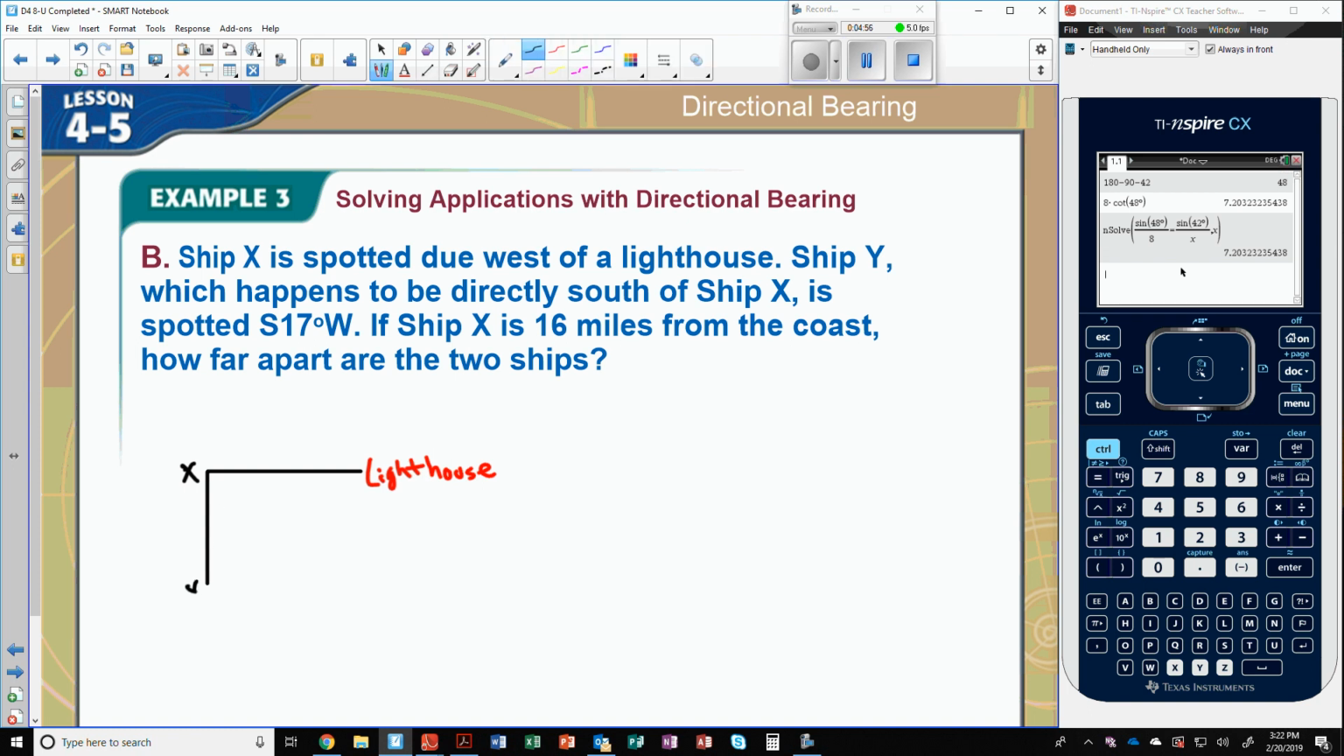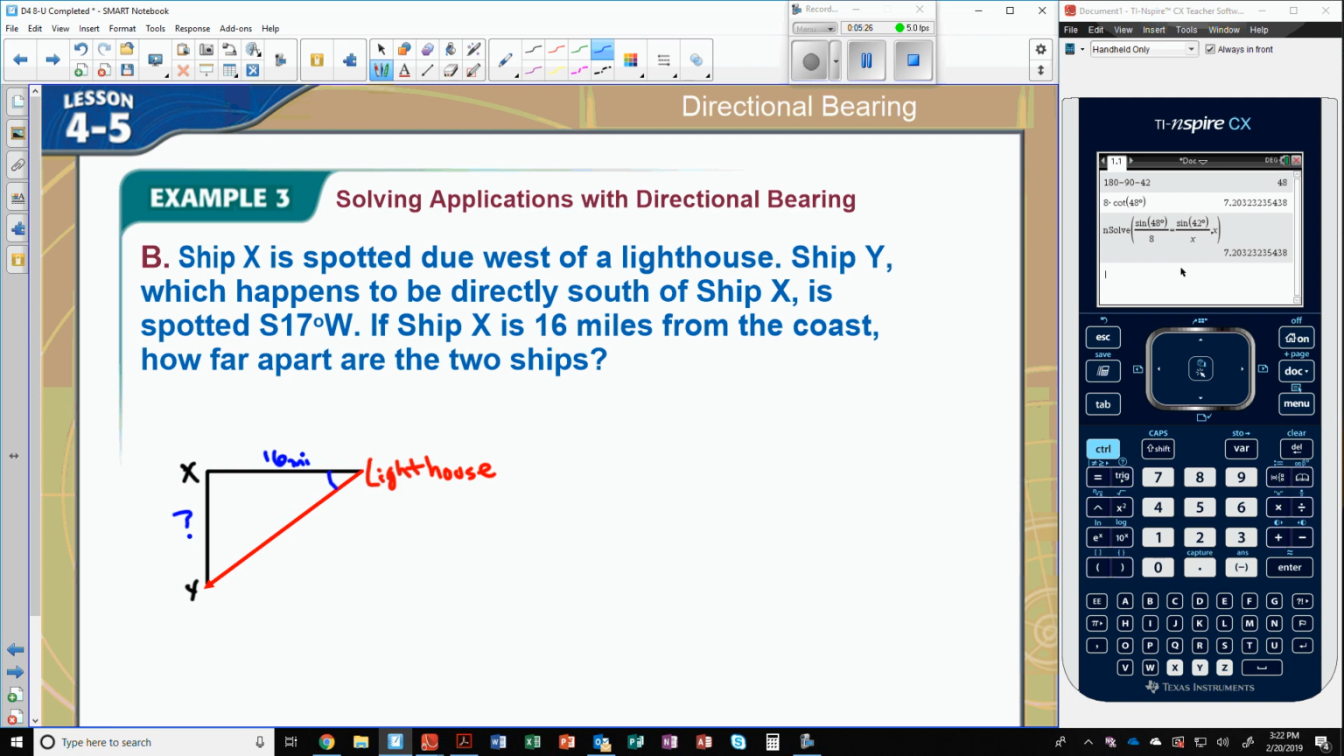is spotted south 17 degrees west. And this just needs to be from the lighthouse. So I'm going to go from the lighthouse, south 17 degrees west this way. If ship X is 16 miles from the coast, which would be the lighthouse, how far apart are the two ships? So this time we're looking for this value.